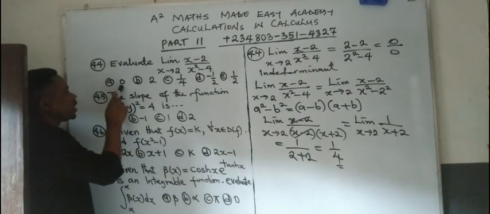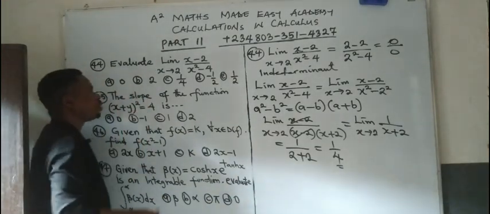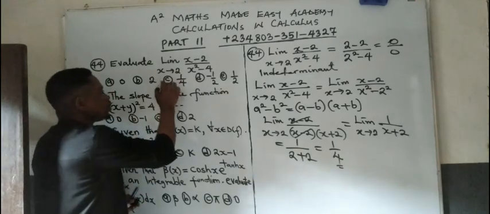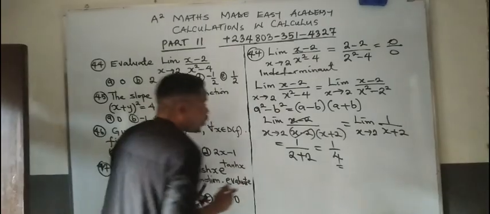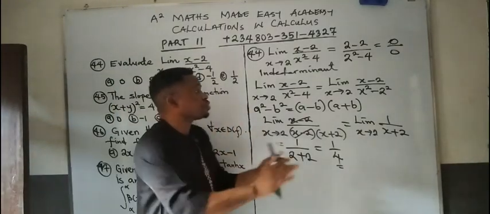No, it cannot be option A. Oh my goodness, it cannot be option B. The correct answer in the options is option C, which is 1 over 4. This is how to solve it normally.